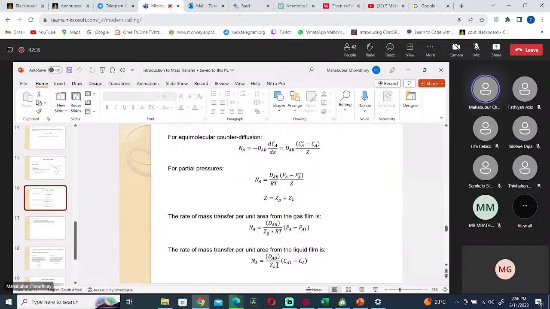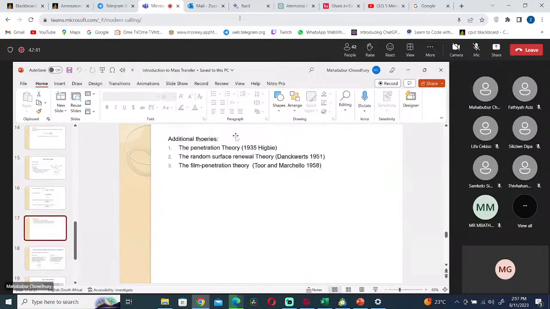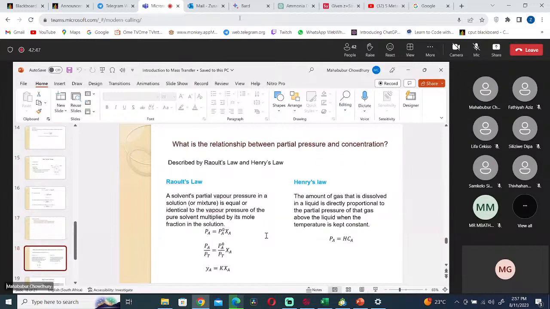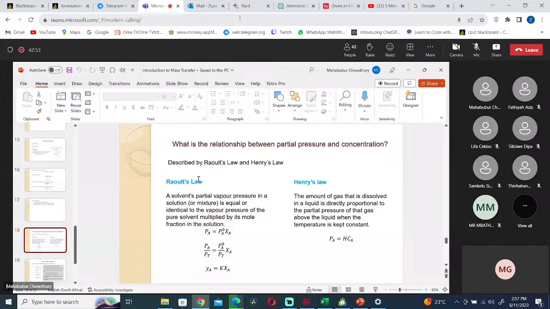There are additional theories, but we are not interested in too many of them. As long as we stick to one, the two-film theory, we should be okay. Now, we have seen this one already. I have shown you the relationship between the different pressures and the fractions, but let me just recap slightly. What is the relationship between your partial pressure and concentration by Raoult's law and Henry's law?